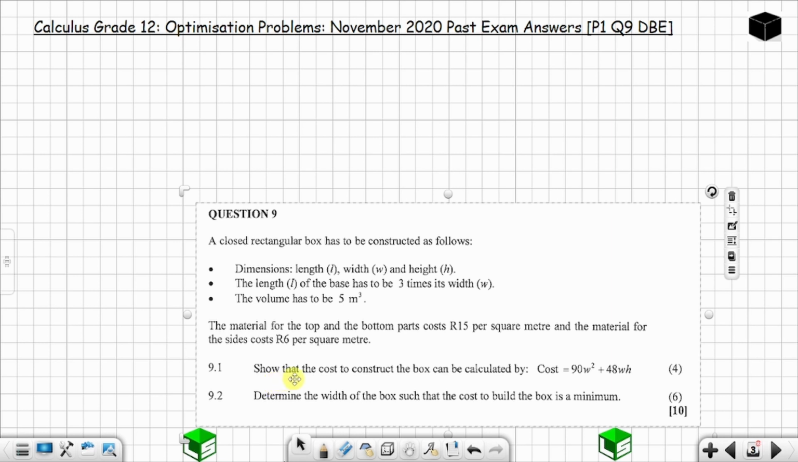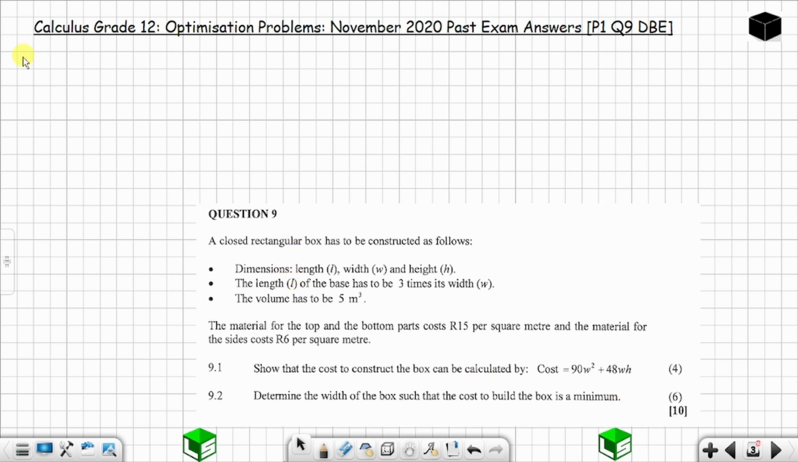9.1: show that the cost to construct the box can be calculated by this. The question is 4 marks. And we have 9.2: determine the width of the box such that the cost to build the box is a minimum. The question is 6 marks. In total, 10 marks for question 9.